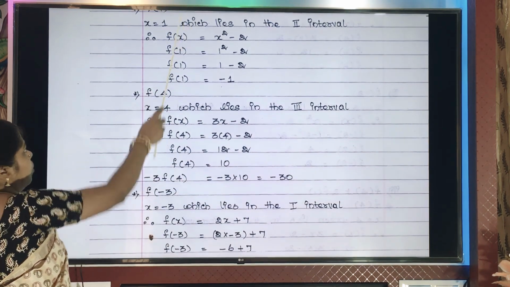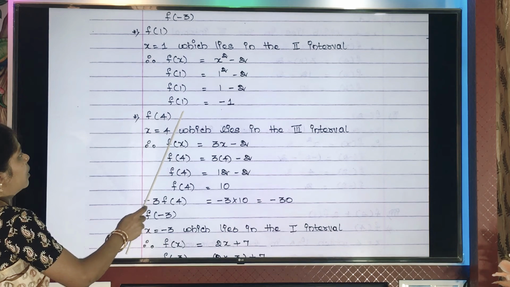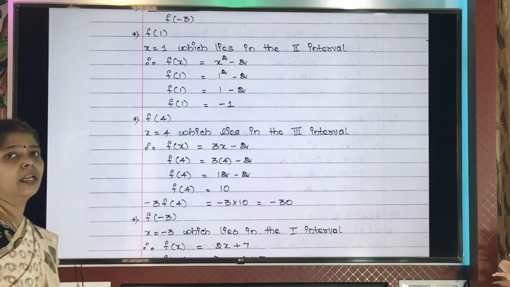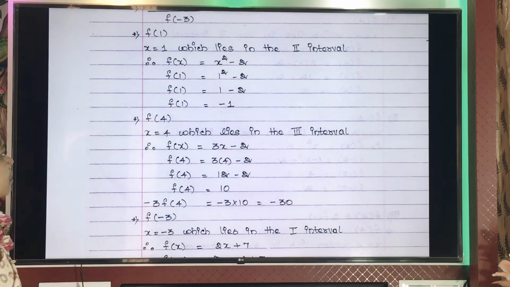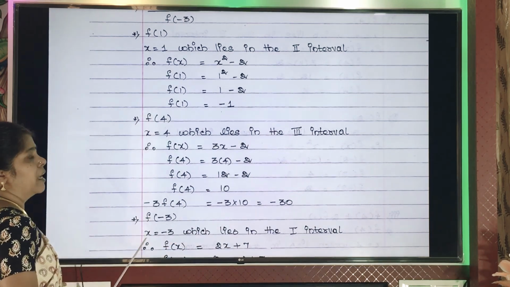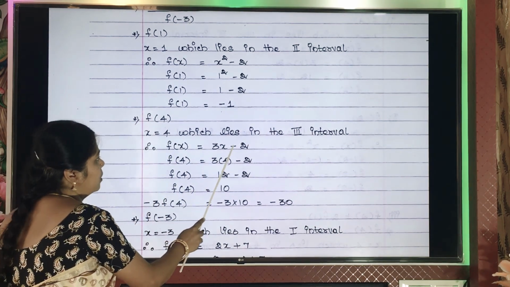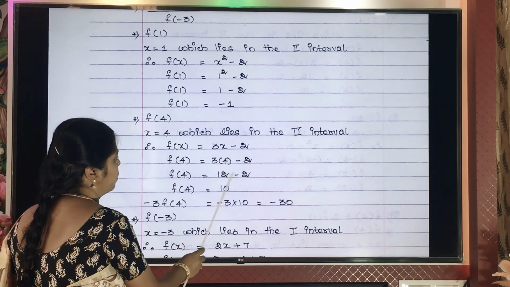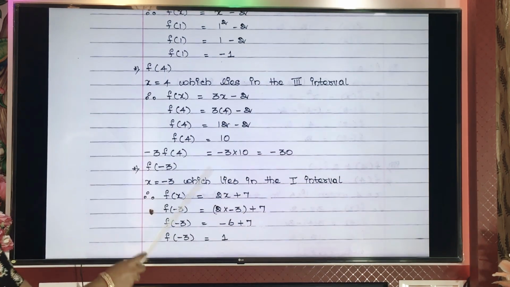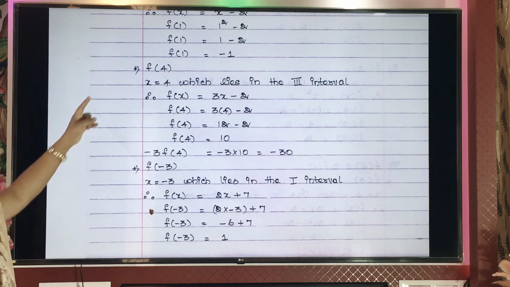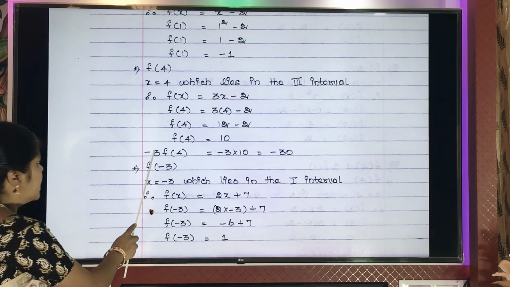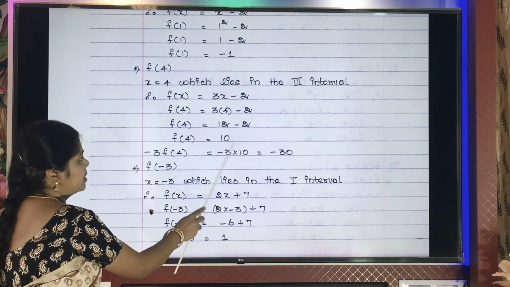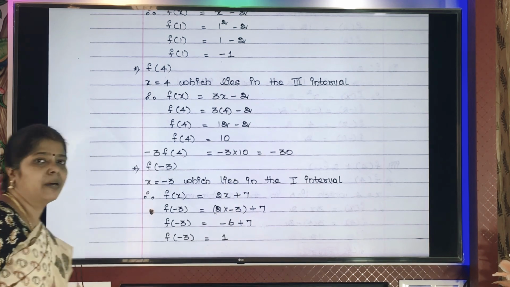Next, you want f of 4. x is equal to 4 lies in the third interval. So you have to take the third function. What is the third function? f of x equal to 3x minus 2. So in the place of x, you put 4. 3 into 4 minus 2, 12 minus 2, 10. But we require minus 3 into f of 4 as per the question. So here itself, let me multiply minus 3 and f of 4, which is 10. So minus 3 into 10, the answer is minus 30.